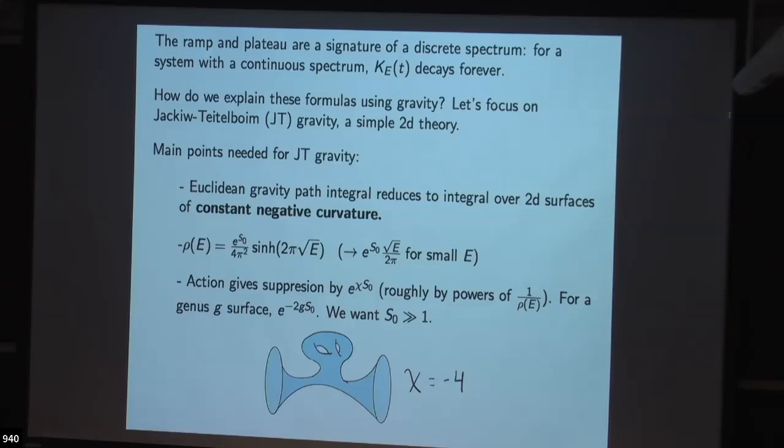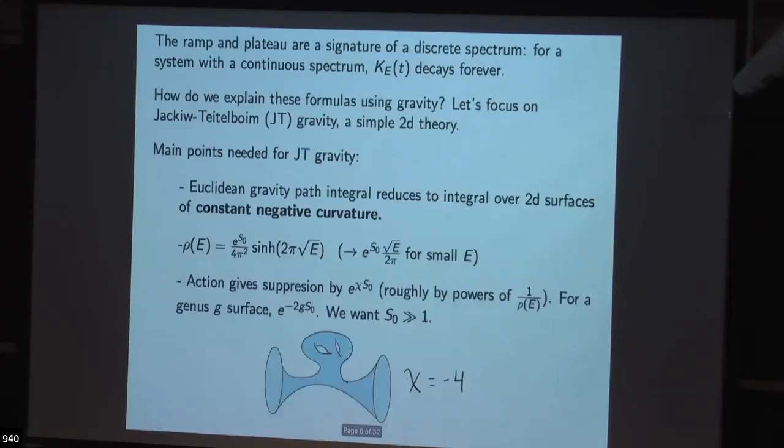So here we've pictured just an example contribution to the spectral form factor. We've got two boundaries, and here we've added two handles. So it's a genus 2 surface. The Euler character is -4. This would be suppressed by e to the -4 S0. So the S0 is like the string coupling roughly, e to the -S0. And so this means we have a nice topological expansion. We have a genus expansion.